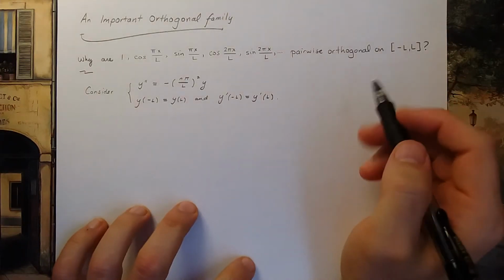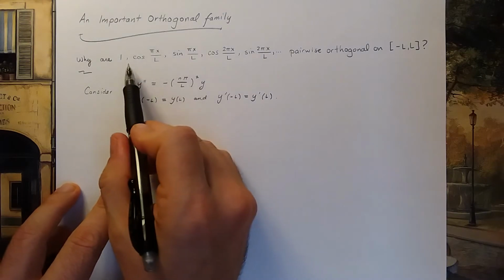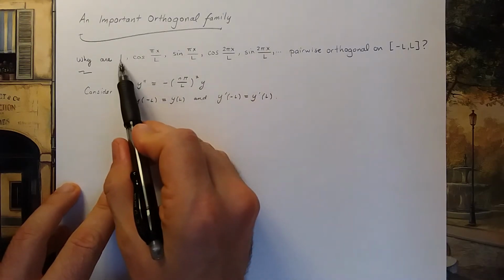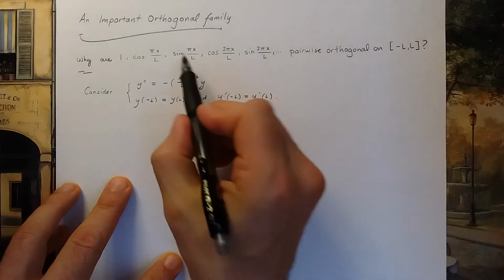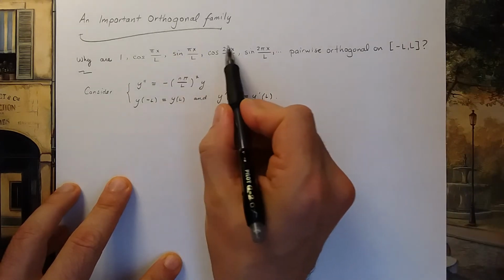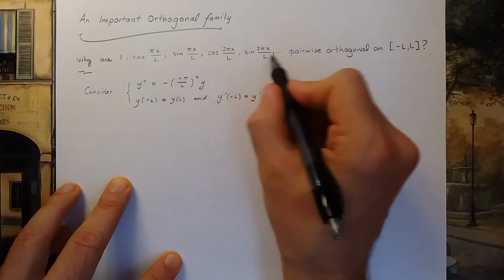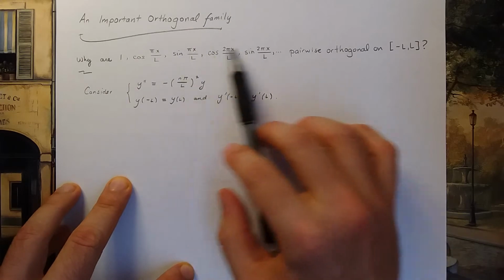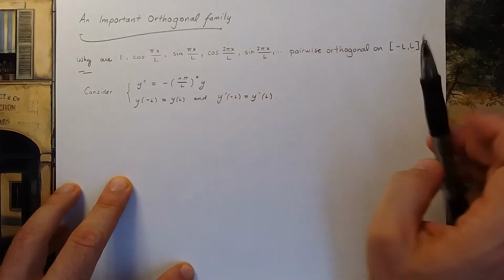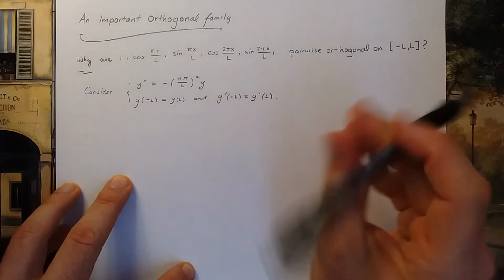Our last video introduced orthogonal families, and we left off with this example. The functions 1, cosine pi x over L (L is your favorite positive number), sine pi x over L, cosine 2 pi x over L, they form a pairwise orthogonal infinite list of vectors, meaning if you take any two functions on this list, multiply them, and integrate from negative L to L, you should get 0.